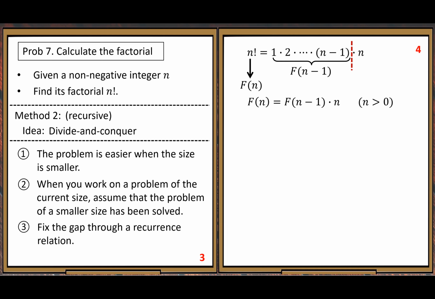Here we assume n greater than 0. Now, we go back to our previous question: how to see that 0 factorial equals 1? Why does it make sense? You have to convince people. Let's do one thing here: we have to convince people that 0 factorial equals 1.